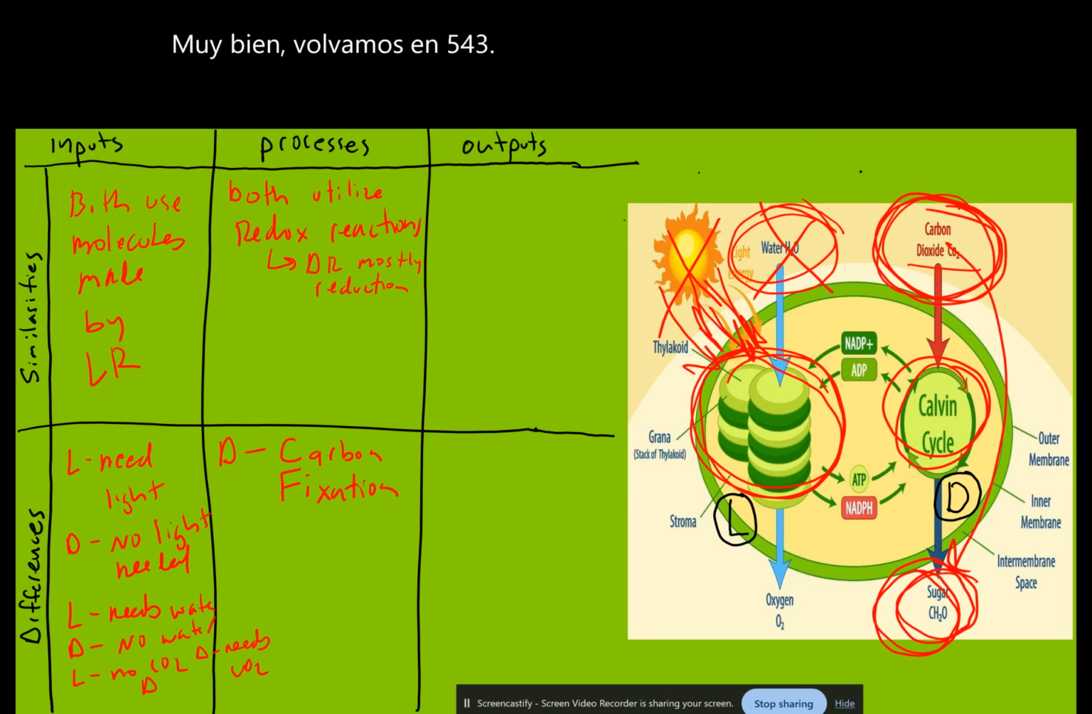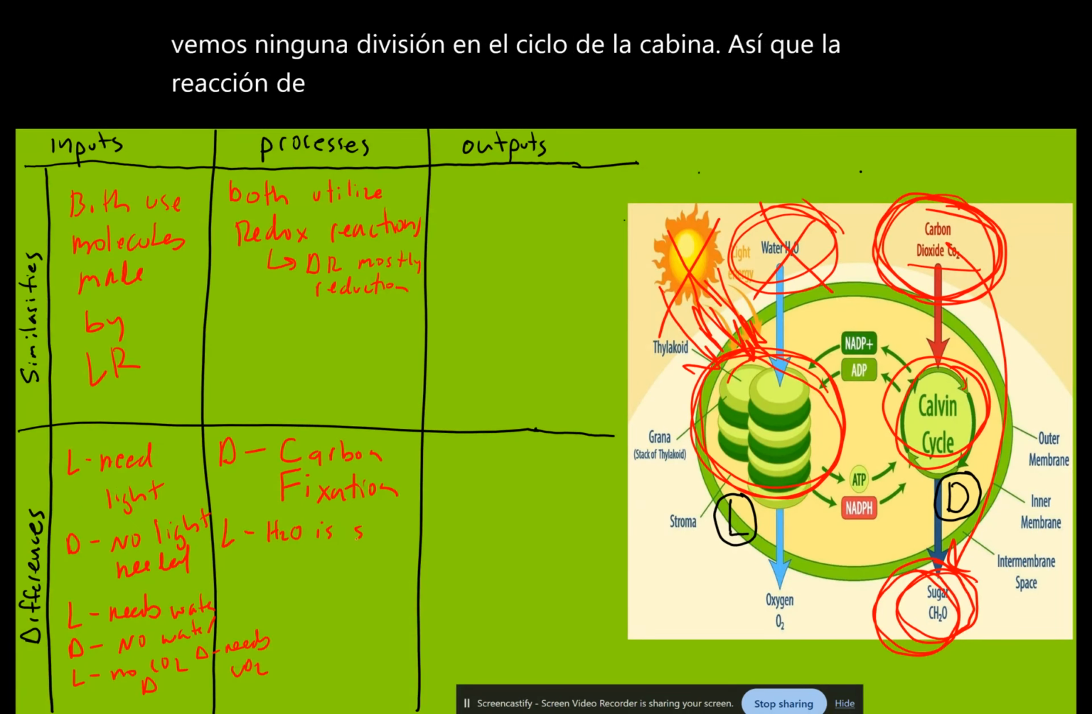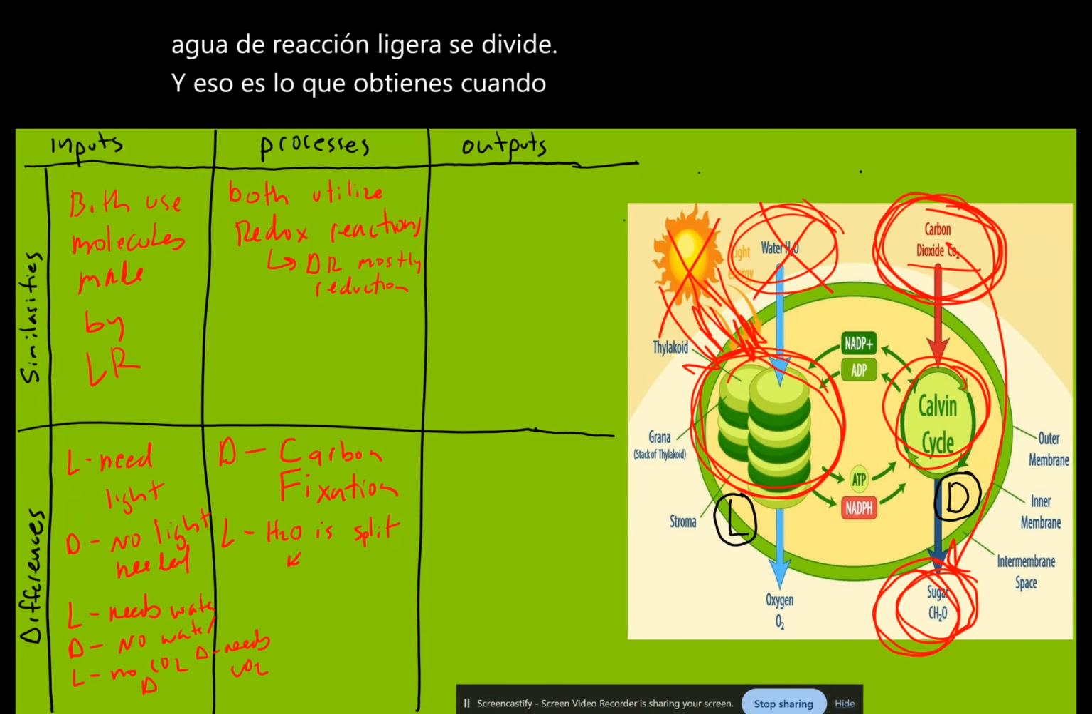Ashley, what did you and Emily discuss? Yeah, water is split. Okay, that's a difference. We don't see any splitting in the Calvin cycle. So the light reaction, water is split. And what do you get when you split water? You can look at water. What are you going to get?